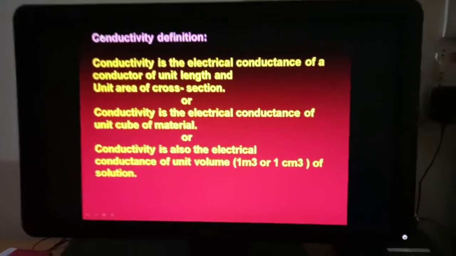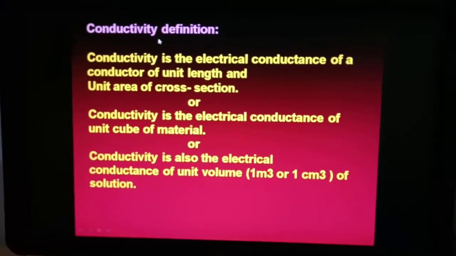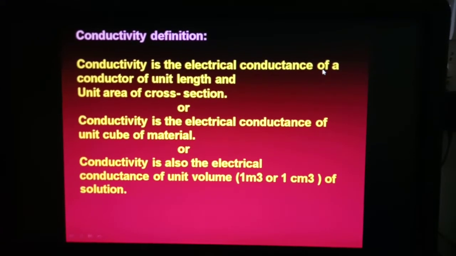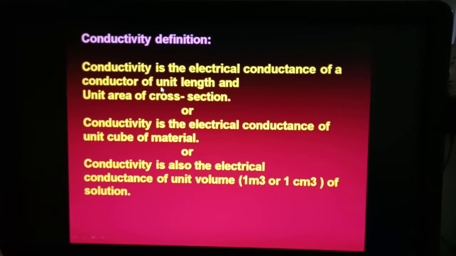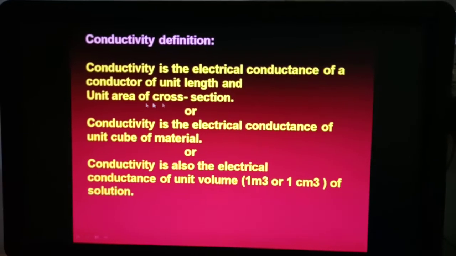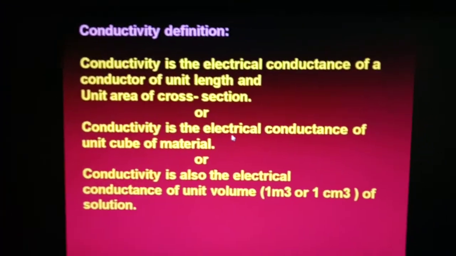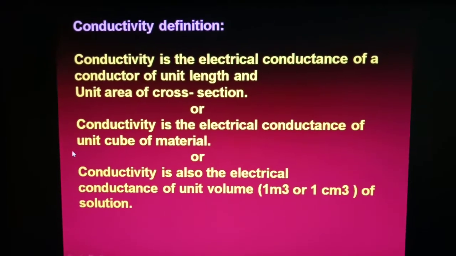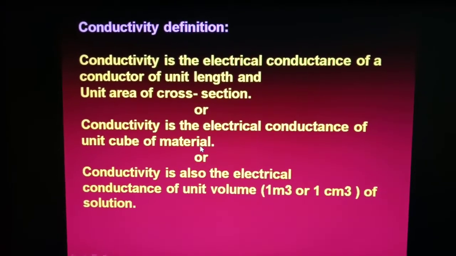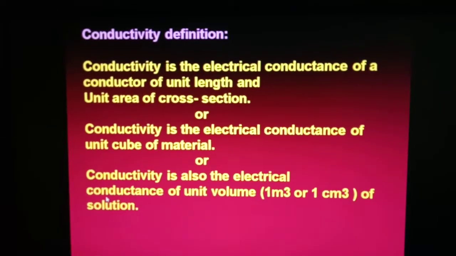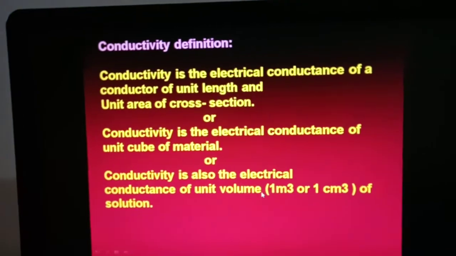Let us see various definitions of the term conductivity. Conductivity is the electrical conductance of a conductor of unit length and unit area of cross section. Or conductivity is the electrical conductance of unit cube of material. Or conductivity is also the electrical conductance of unit volume, 1 meter cube or 1 centimeter cube, of a solution.